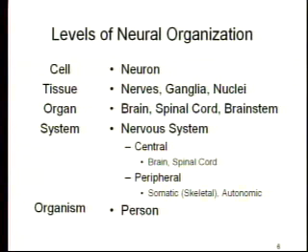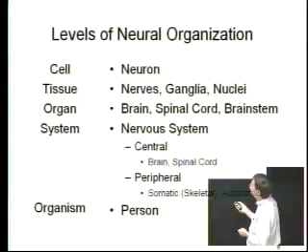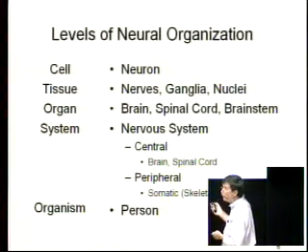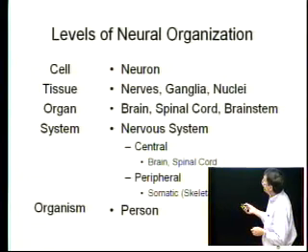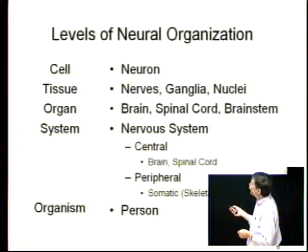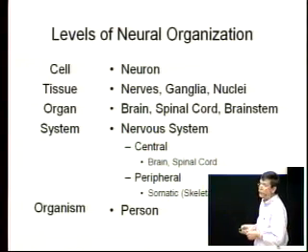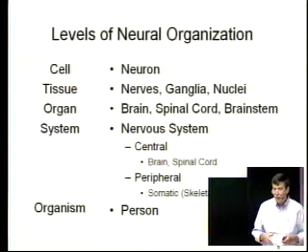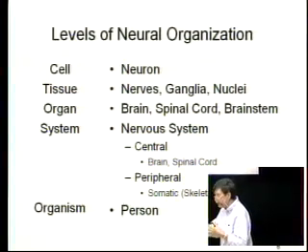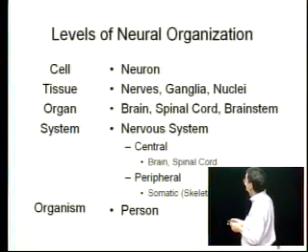At the cell level, the nervous system has billions and billions of neurons that are grouped together at the tissue level to comprise nerves and ganglia and nuclei. I'll define these in a couple of minutes. Then there are a bunch of tissues that are grouped together at the organ level to comprise the brain, the spinal cord, and the brain stem, which basically connects the brain and the spinal cord.